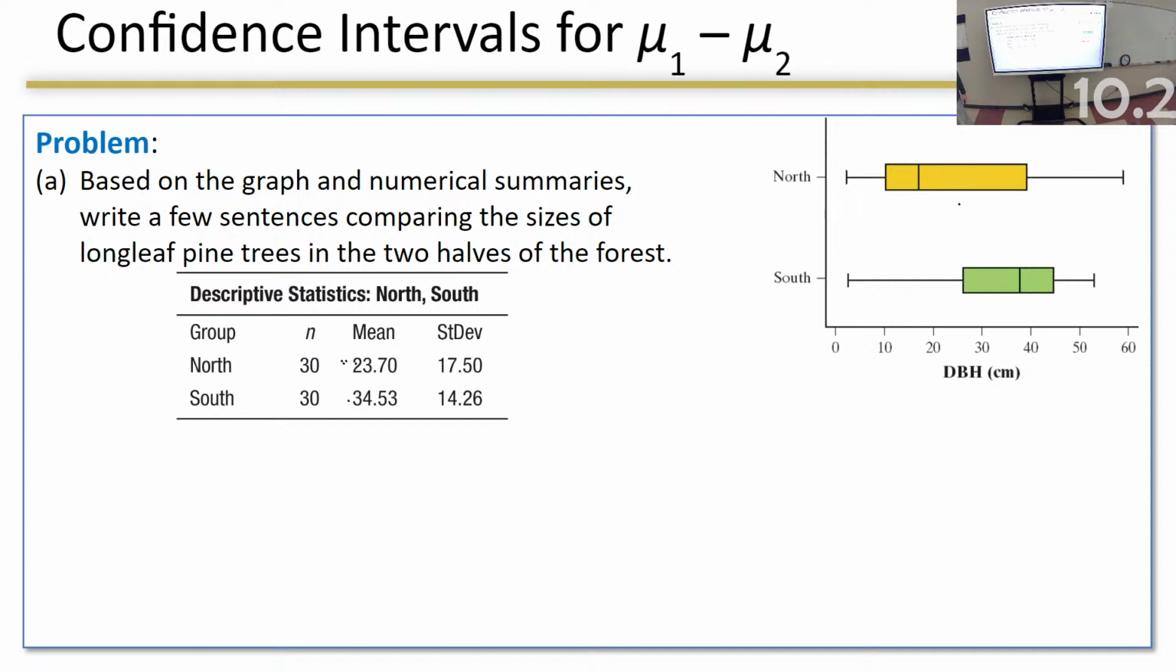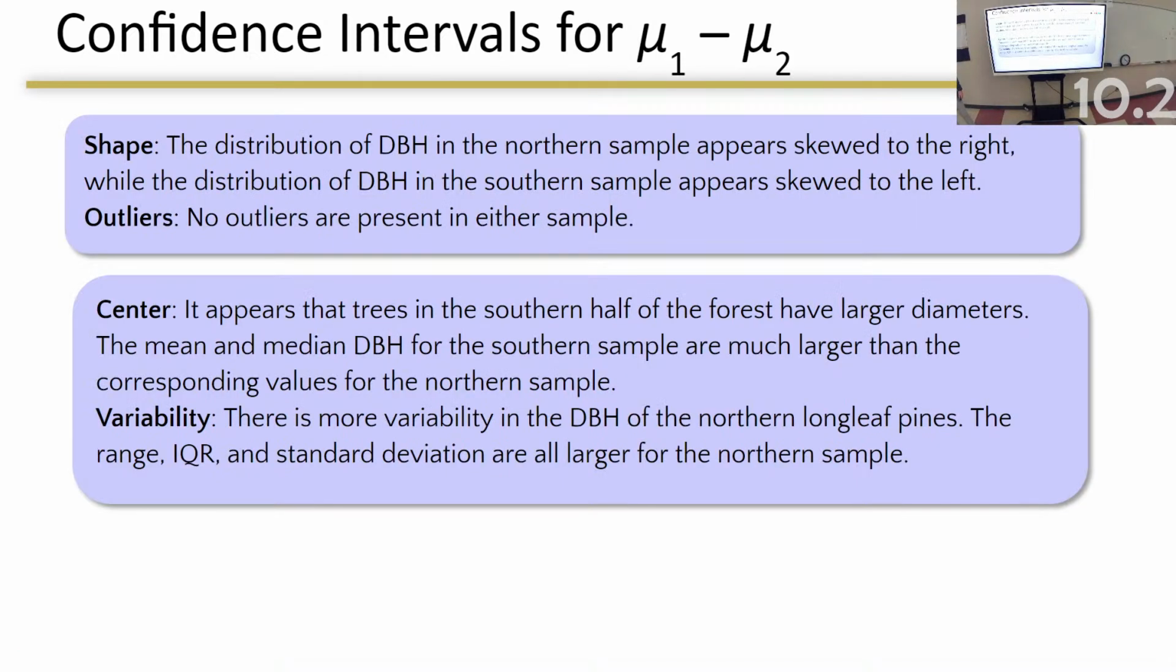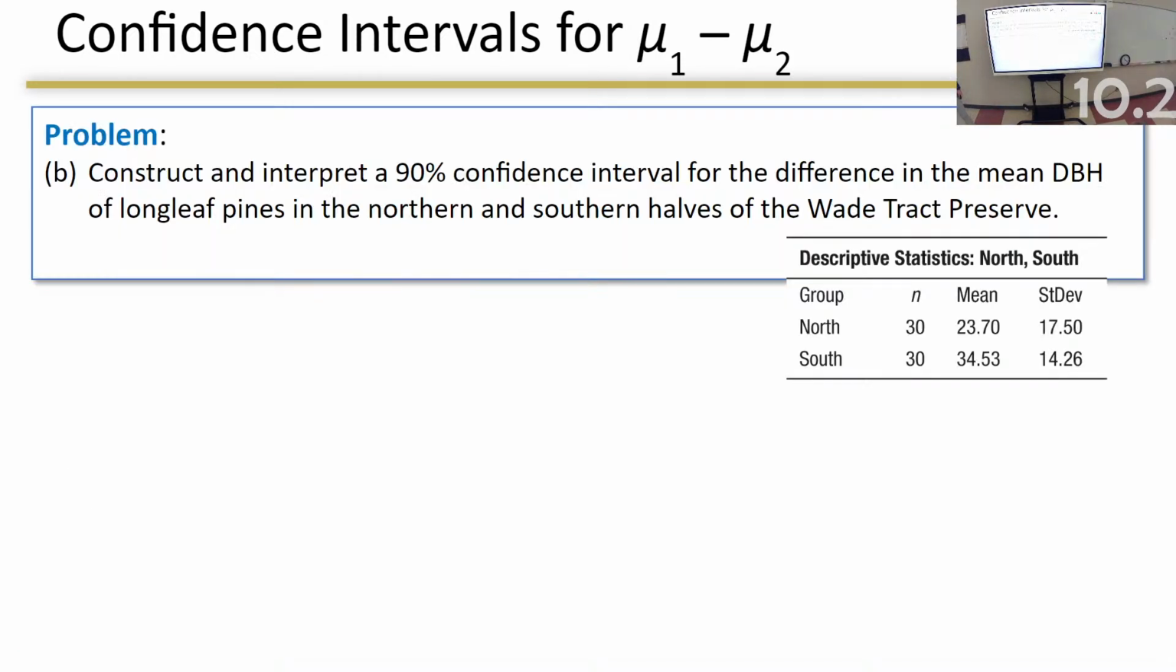Okay, are y'all okay with that comparing? Make sure we remember that. Coming up, beautiful: construct and interpret a 90% confidence interval for the difference of the mean DBH. So here we go, construct and interpret.